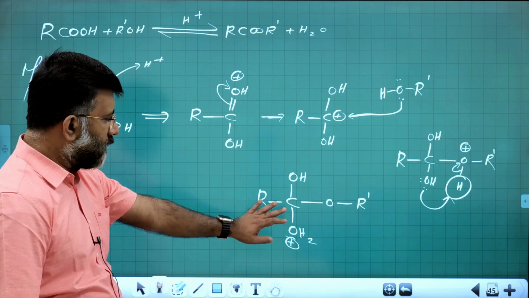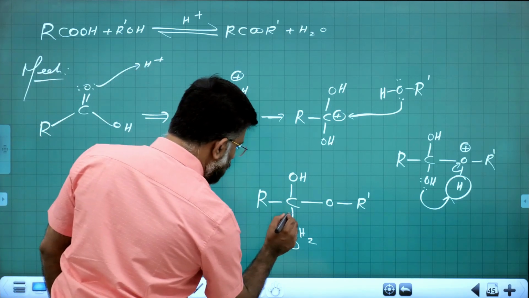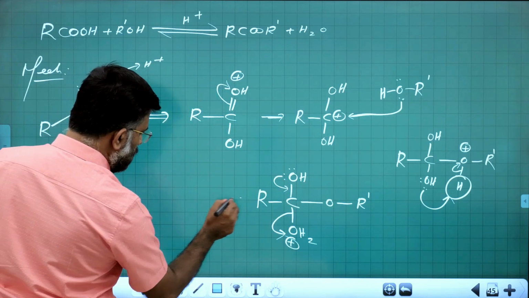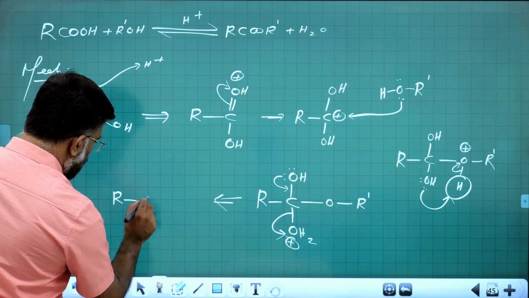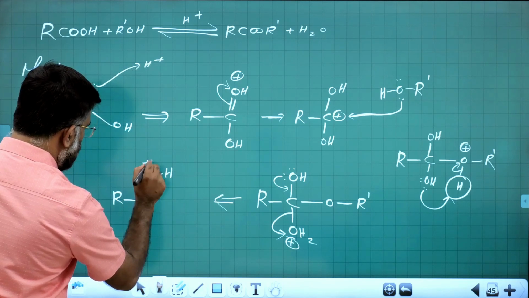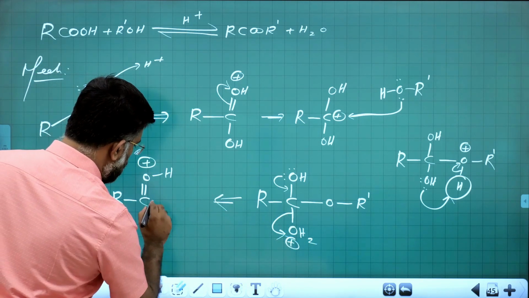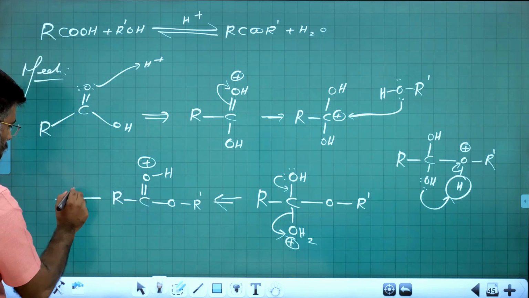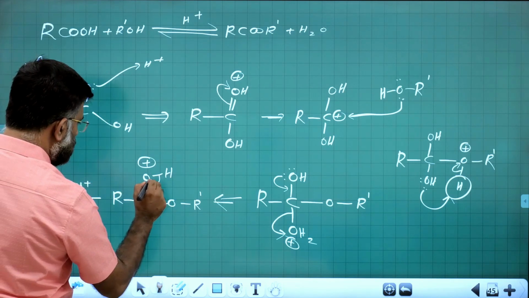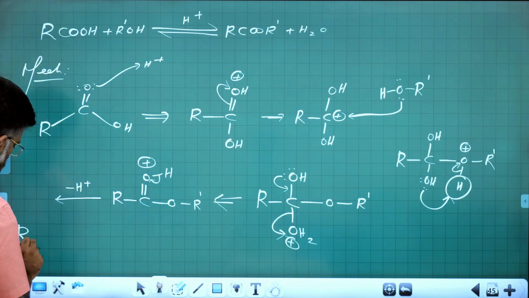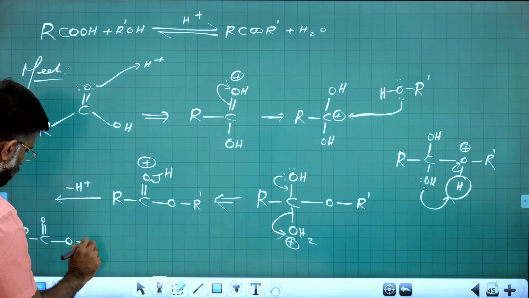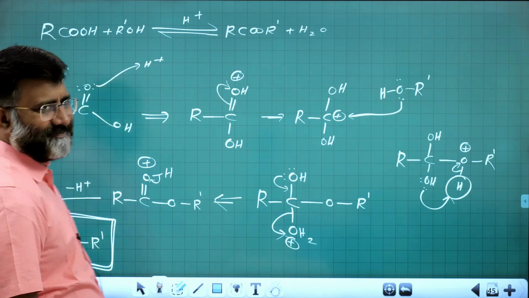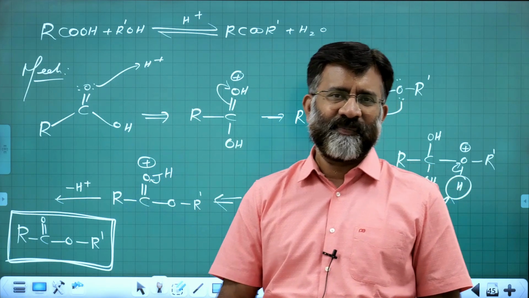Once it is protonated, it cannot stand there. Immediately it is out as water, where this electron pair will be shifted to this side. And you get RC=OH+ OR', with water out. And now the last step, deprotonation. This goes out as a proton, and you get RC(=O)OR'. Ester is obtained. That is the story behind esterification.